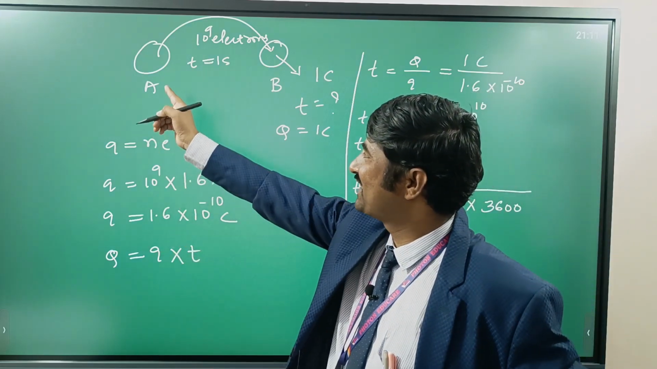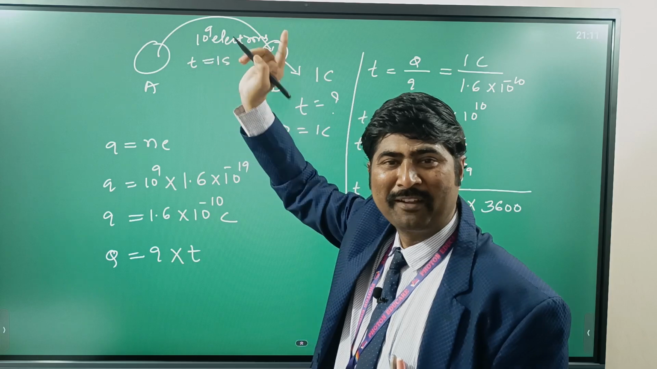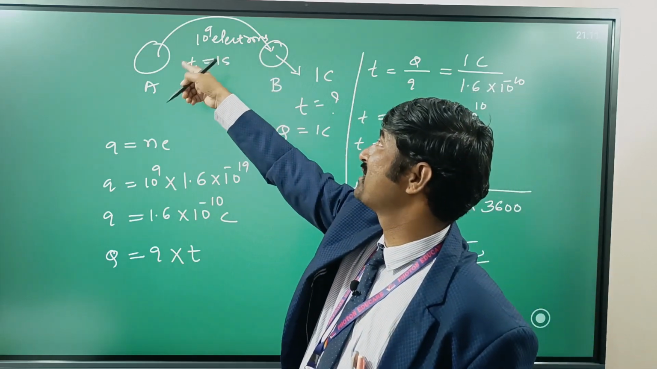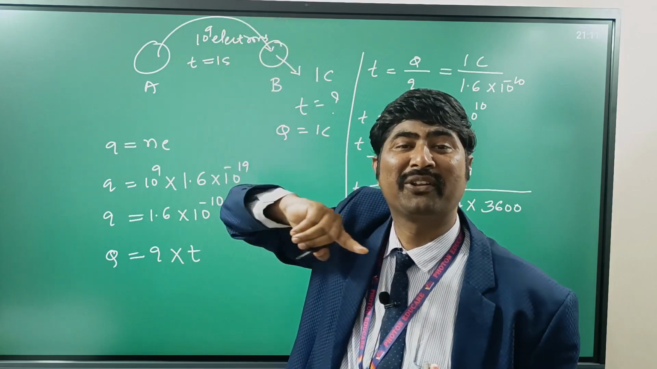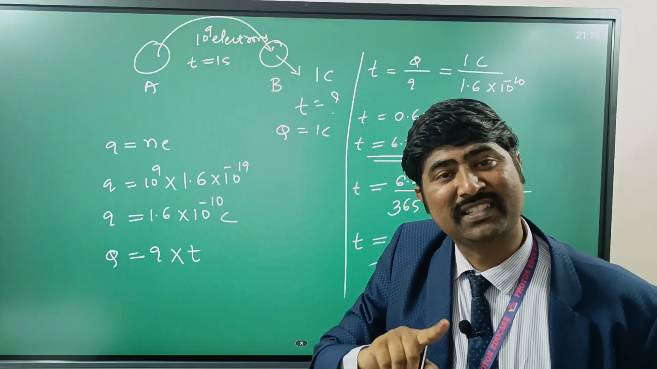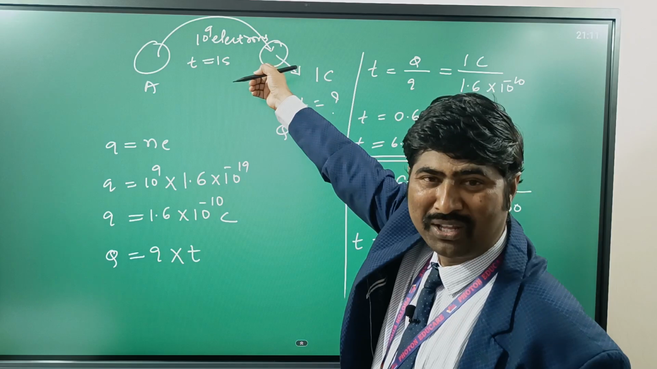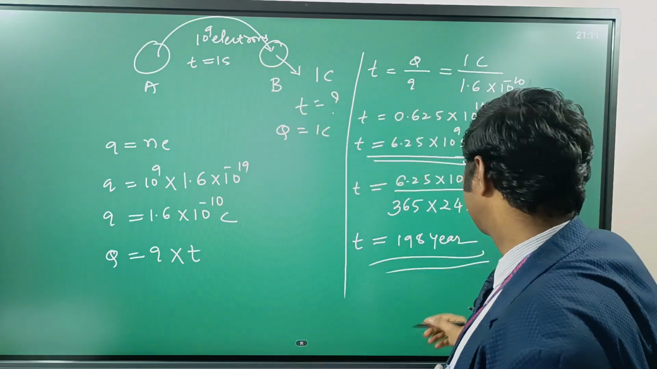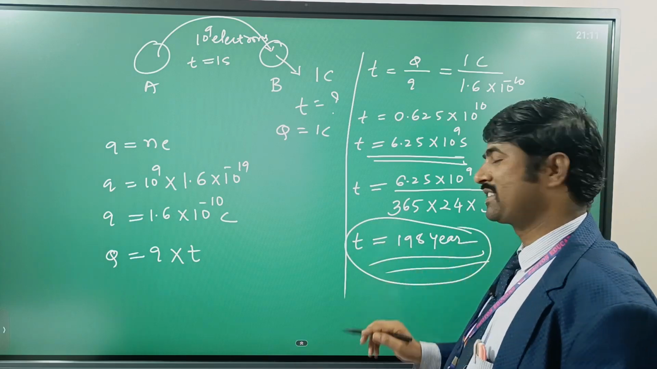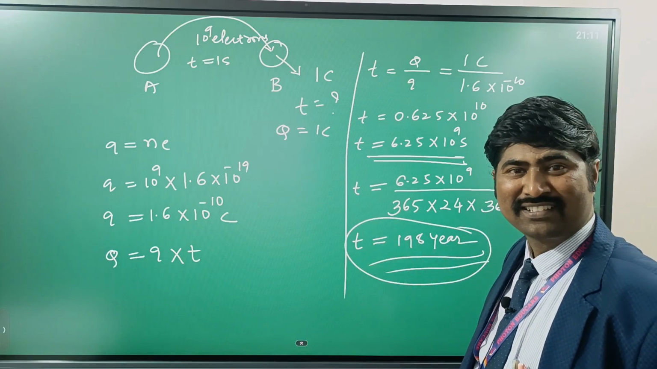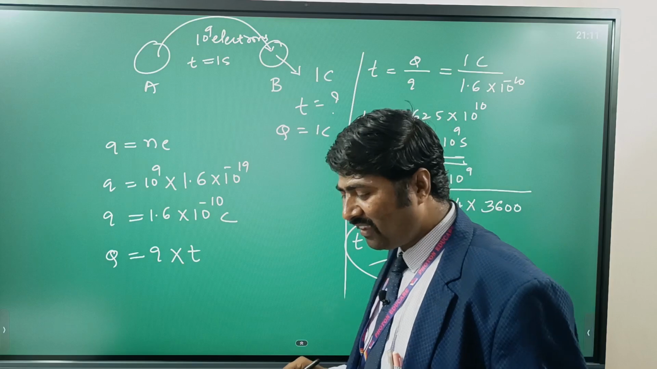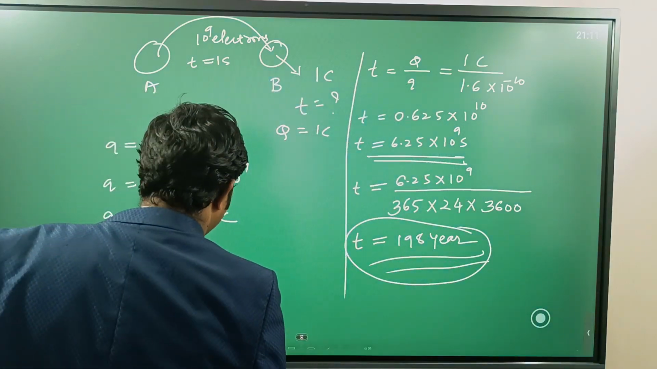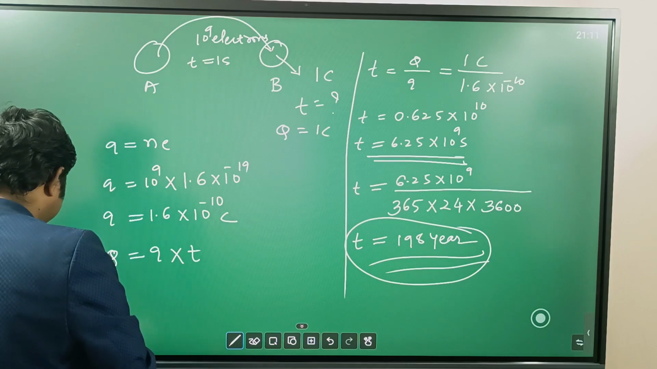To transfer the charge from body A to body B, to accumulate 1 coulomb of charge. See, every 1 second, 10 power 9 electrons are being transferred. Even by transferring such a high number of electrons to body B to acquire 1 coulomb of charge, what is the time taken here? T is equal to 198 years. Are you clear? So that is why coulomb is a larger unit. Now coming to the properties of charges.